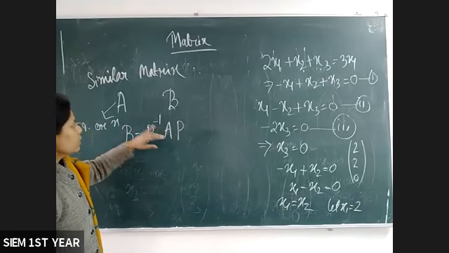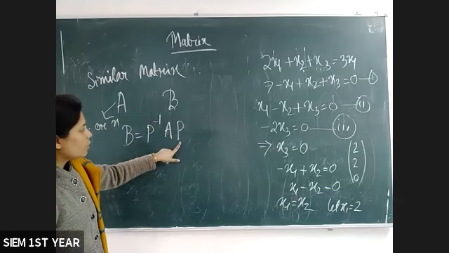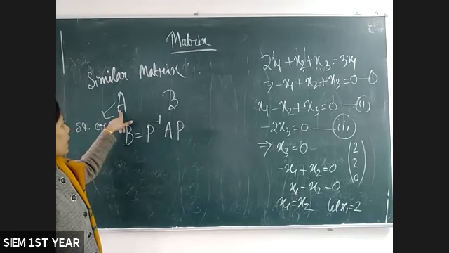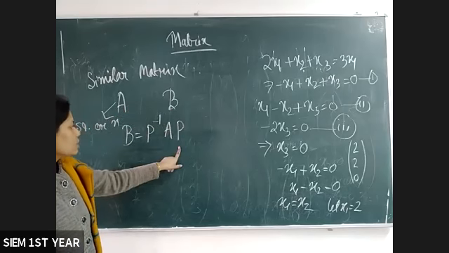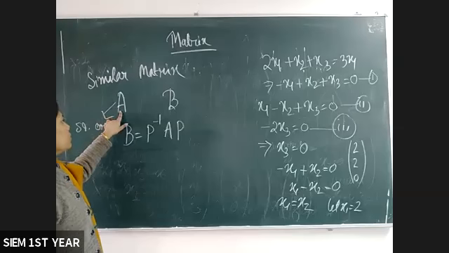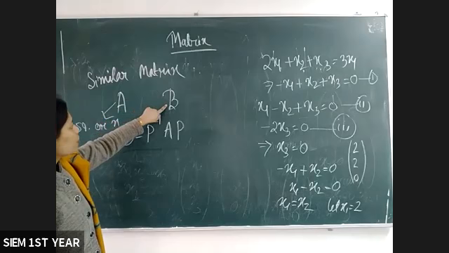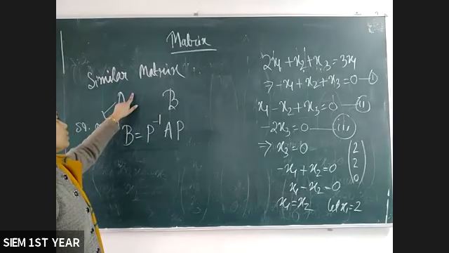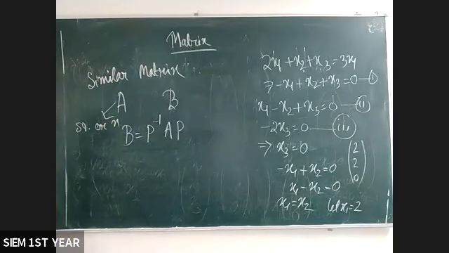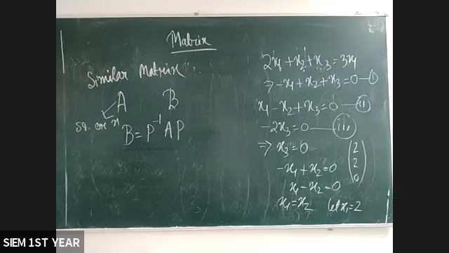So if we get one non-null matrix such that A and B satisfy this equation, then we call A similar to B. Similarly, conversely, we can also say B is similar to A. Okay, so this is the relation. Ma'am, P is a normal matrix? P is a non-singular matrix. P is one non-singular matrix.